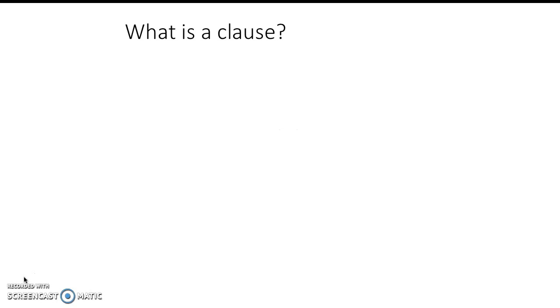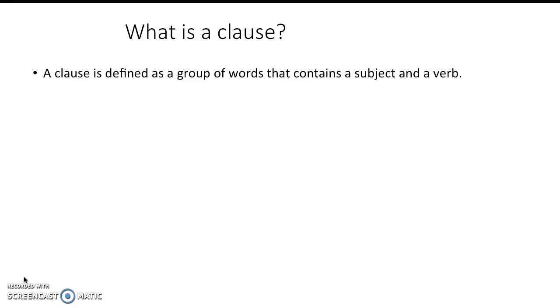So before we begin, I'm going to talk about clause here because whenever we talk about complex and compound sentences, the word clause is going to be used a lot. So what is a clause? A clause is defined as a group of words that contains a subject and a verb.